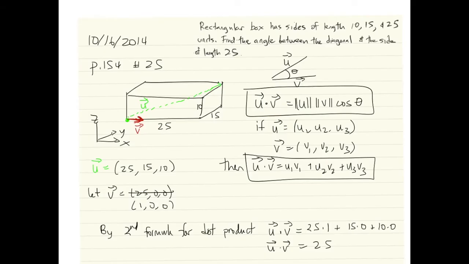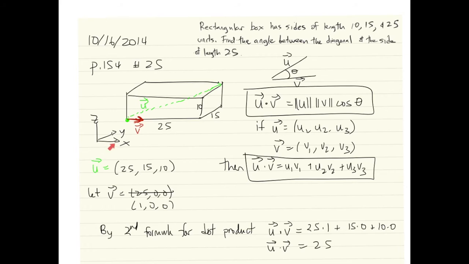Okay, I want to do the following problem from Anton. It's on page 154, number 25, and it says a rectangular box has sides of length 10, 15, and 25 units. Find the angle between the diagonal, so here's this diagonal, and the side of length 25. Okay, and so the key is to use the dot product, that involves the angle, and set up two vectors. The problem doesn't tell us what the vectors u and v are, so that's part of the challenge. So one vector is the vector that starts at the one corner of the box and ends at the other, so that's the diagonal of the box.